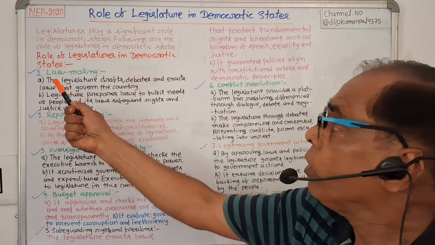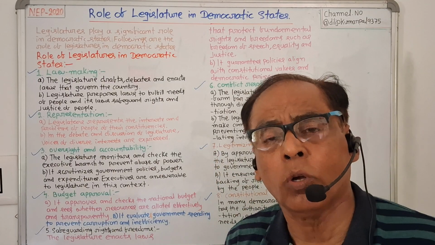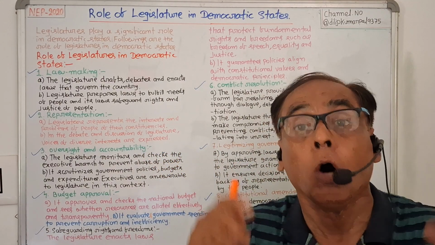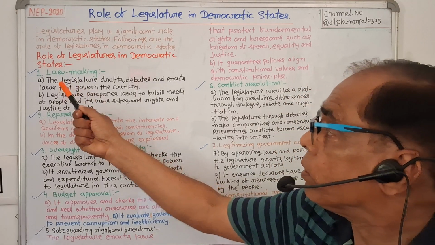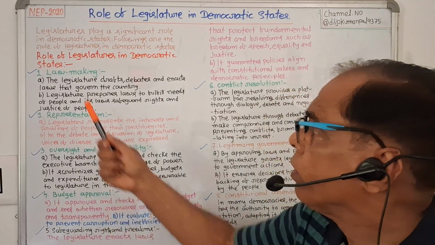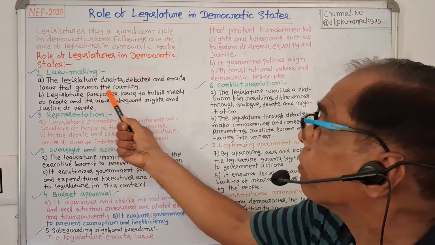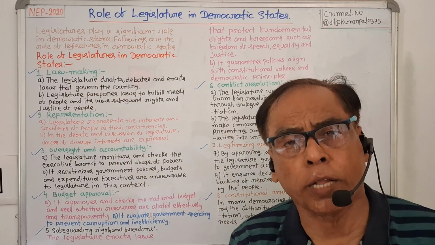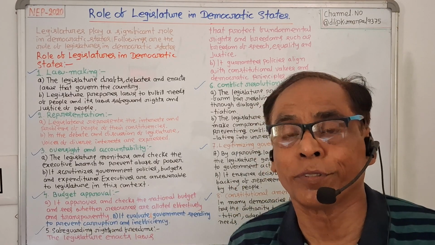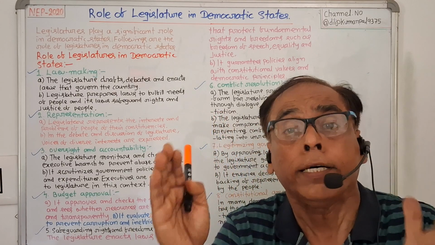Number one, lawmaking. The first important role the legislatures play in a democratic state is lawmaking. Under the lawmaking power of legislature, the following powers are included. The legislature drafts, debates and enacts laws that govern the country.